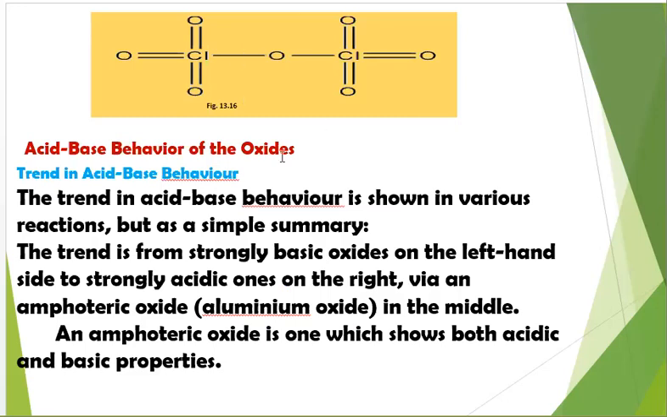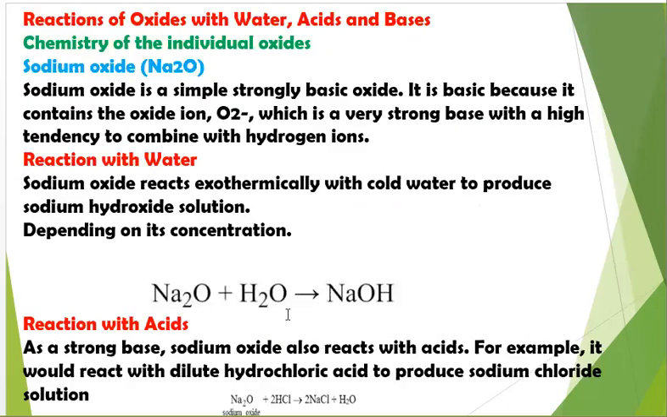So the trend in acid-base behavior is shown in various reactions, but as a simple summary, the trend is from strongly basic oxides on the left-hand side to strongly acidic ones on the right side, through an amphoteric oxide in the middle. Amphoteric oxide we will discuss later in this lecture. So now we will discuss the acidic and basic behavior of these oxides one by one, their reactions with water, acid and base, and we will study the chemistry of each individual oxide.